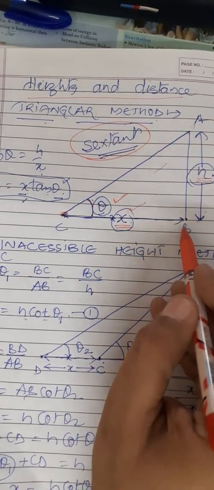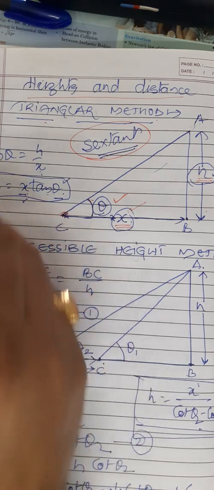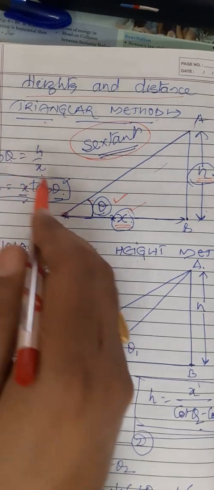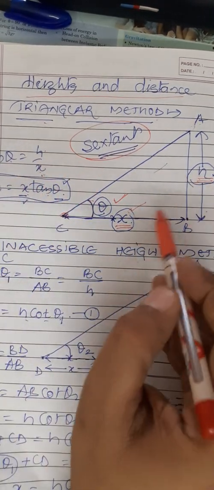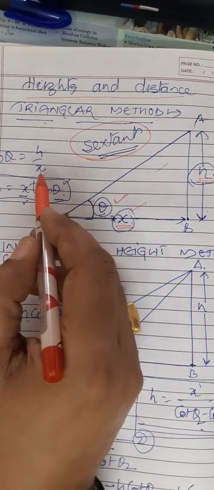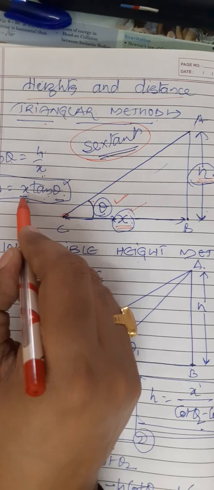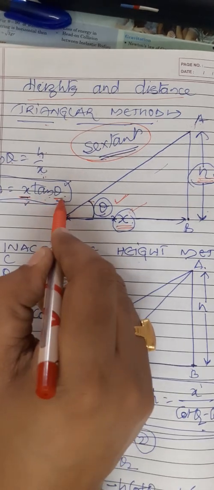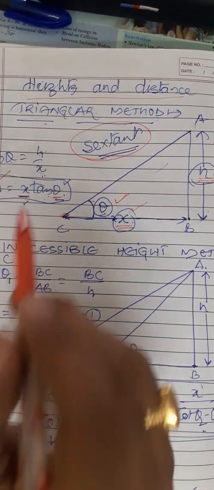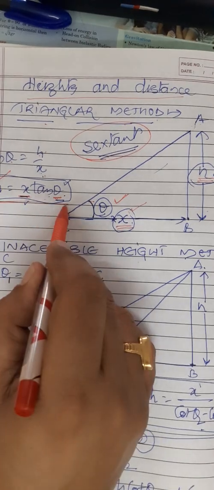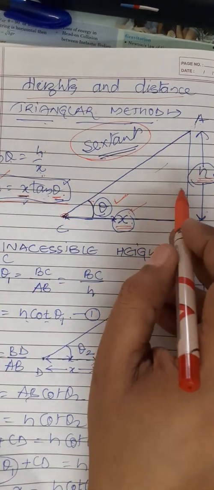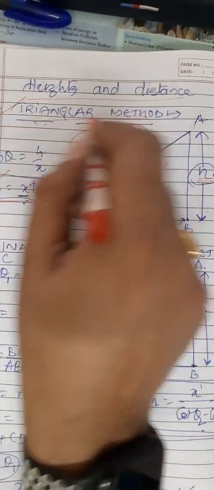From this triangle ABC, tan theta is equal to perpendicular over base, that is h by x. From here, if I take this x along this side, h will be equal to x tan theta. If we know the values of x and theta, we can get the value of h. In this way we can find the height of the tree, or building. This method is known as the triangular method.